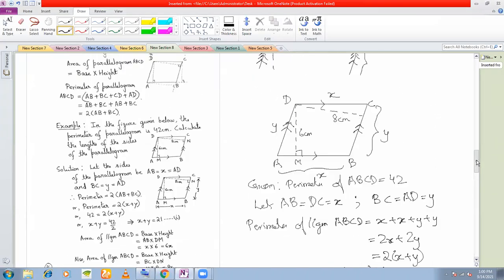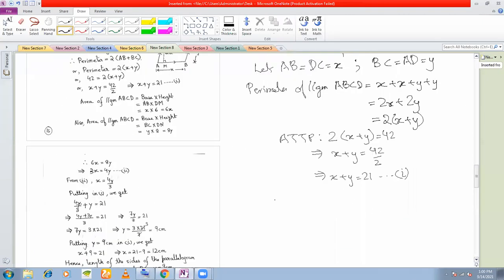Now let's see what is given. Now you see, if I consider AB as the base, then this 6 centimeter becomes the height, DM. So what is the area of the parallelogram? AB into DM. AB was x and DM was 6. So the area of the parallelogram you are getting as 6x.